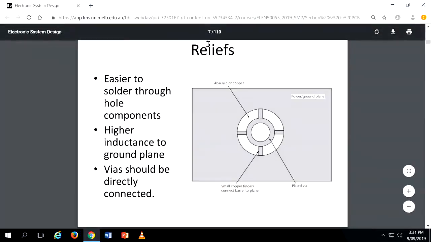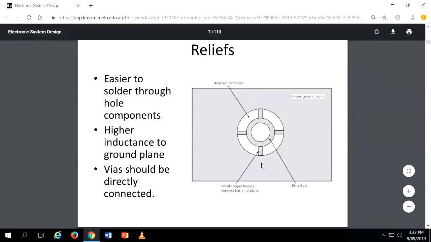Then they also have reliefs. Reliefs make it easier to solder through-hole components. When you have through-hole components, we use reliefs. Reliefs means you will see a design like this. This is the absence of copper; the white part is the absence of copper. And then here you have small copper fingers that connect the barrel to the plane. See, here one connection, here one connection, here one connection, and this may be a ground or power plane. This gives higher inductance to the ground plane.